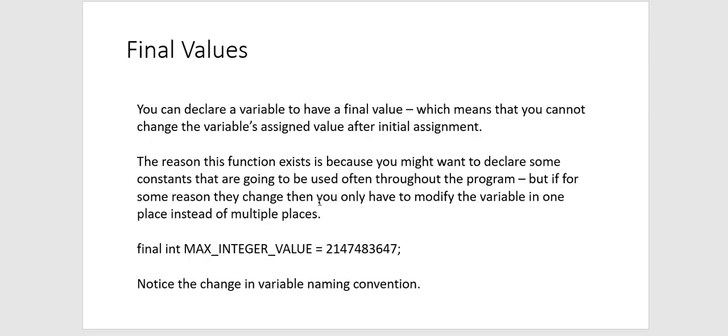When you make a variable, you can also declare it to be final. And if the variable is a final value, then once you assign it, you can't change it. And so here we have MAX_INTEGER_VALUE is equal to the maximum value you can have for an integer. We'll talk about why that is in a second. And notice that the naming convention changed. I did max underscore integer underscore value, and so all the words are separated by underscores.